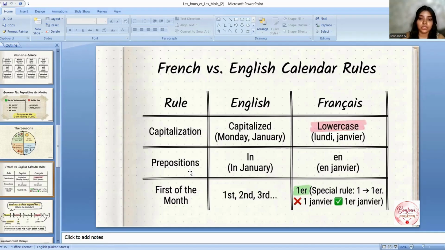Now next is about the prepositions. In English we put "in January", right? So in French we put "en janvier". It will be "en janvier". And third is the first of the month.